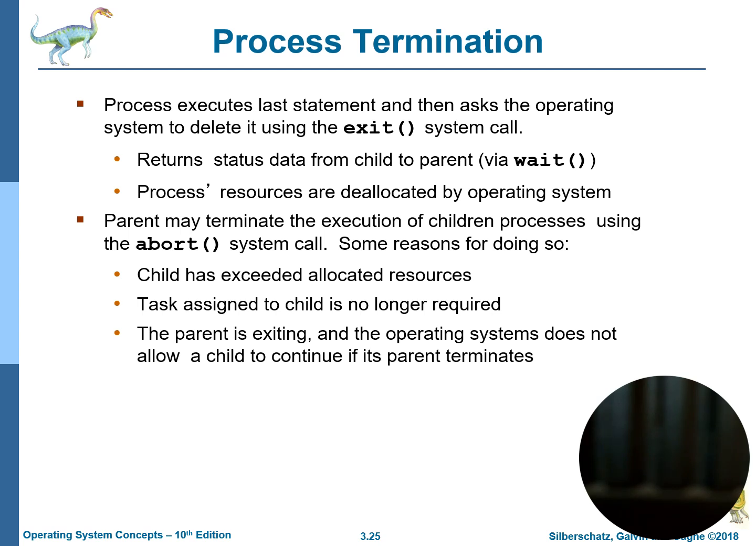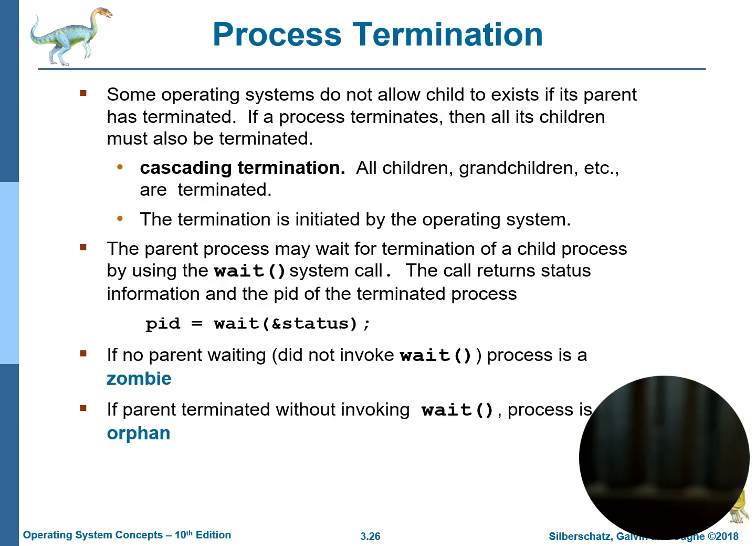Then we talk about process termination. This is where we are saying once a process has been started and all its steps have been carried out, it will get to a point where it needs to be terminated. Some operating systems do not allow the child process to exist if the parent is terminated. In some, the child can actually exist independently of the parent.